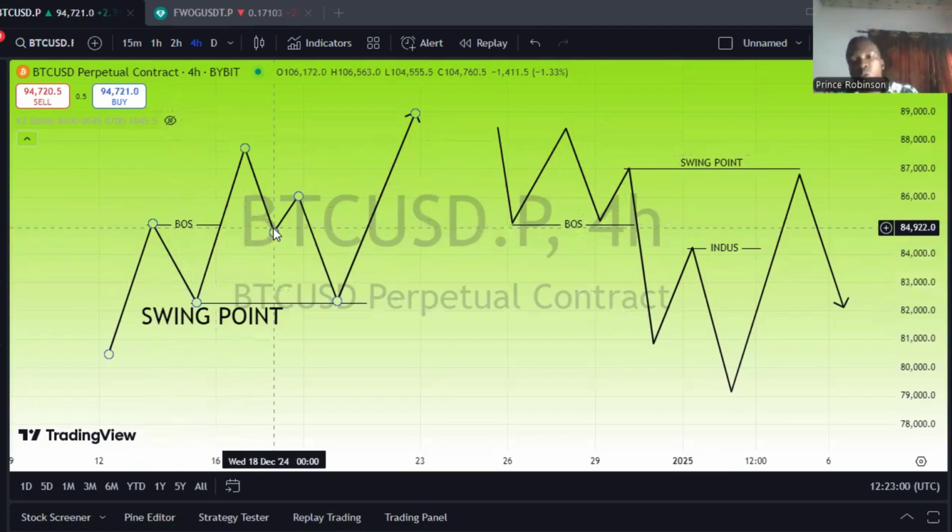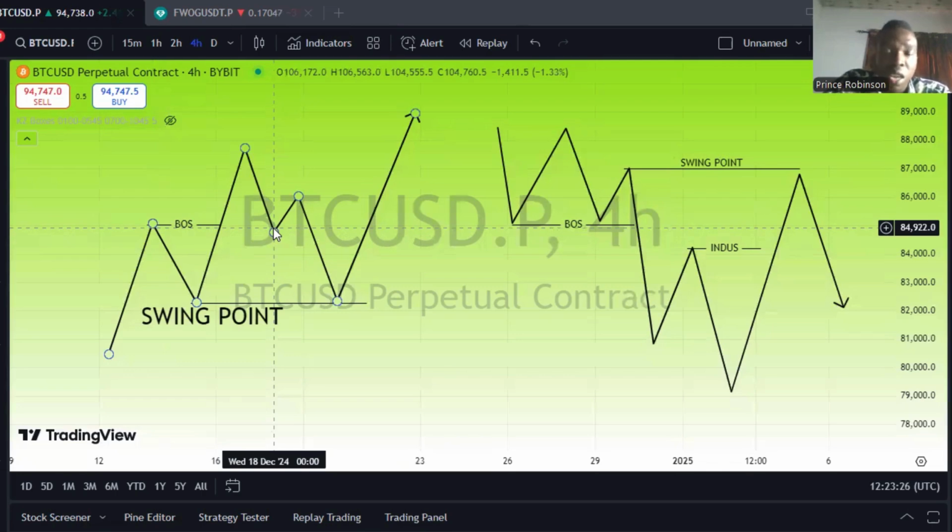For you to actually identify a swing point, there are things you should look out for. Number one, a swing point should break a structure. So a swing point should lead to a break of structure. Two, a swing point should be fresh. It shouldn't be mitigated.